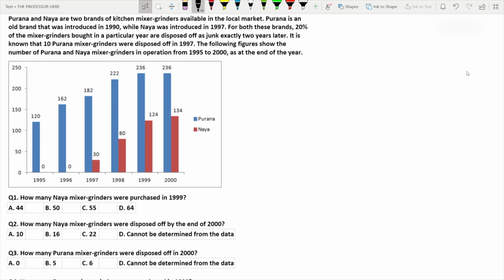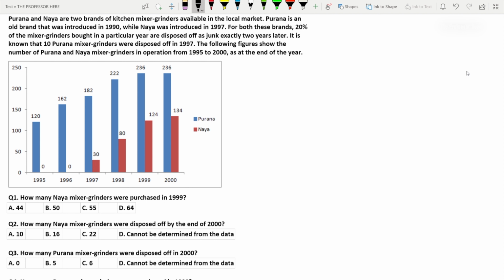This is an example of a composite bar graph. A composite bar graph contains a more number of data values. For example, in this graph in 1998, we have 2 different values. The blue represents Purana and this reddish brown bar represents Naya. So in a single year, it has 2 different data values. It can increase to 3 or 4, but the approach to solve the question will remain the same. Now let's try to solve this question.